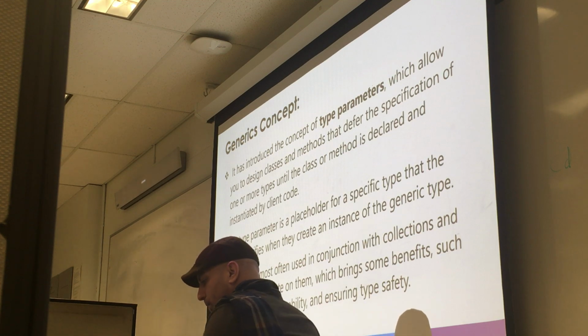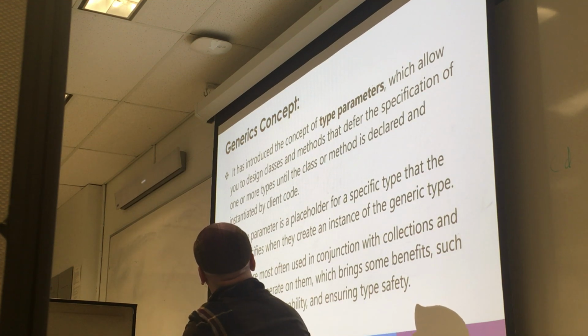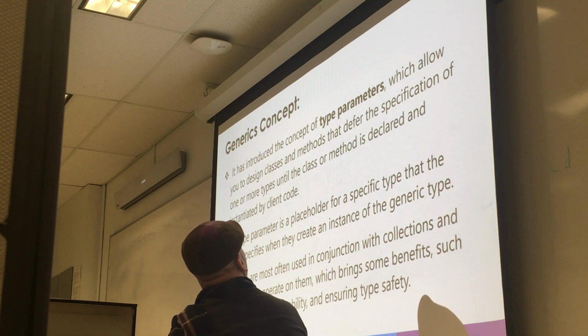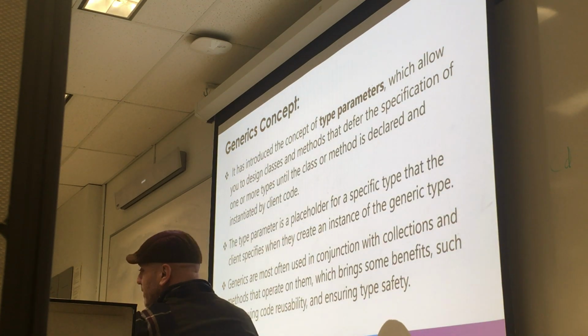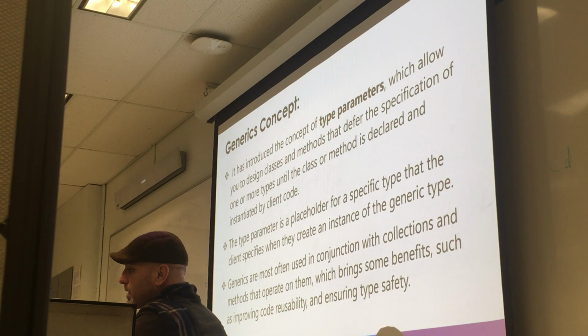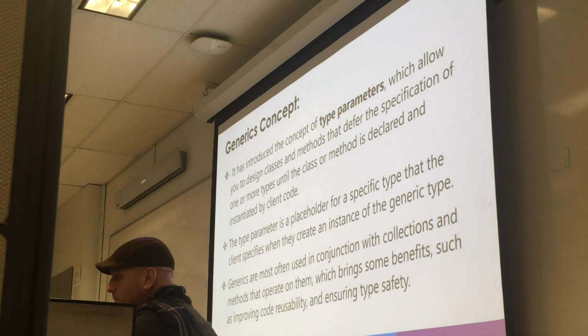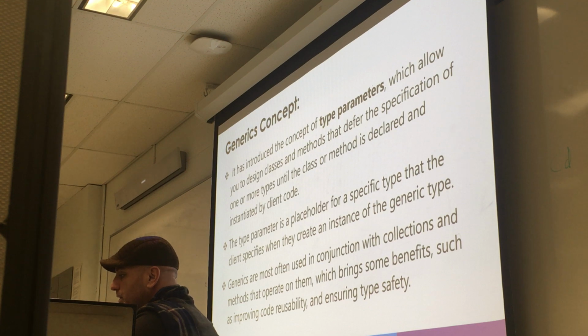Okay, guys, go back to the generic concepts. It has introduced the concept of type parameters, which allow you to design a class and methods that defer the specification of one or more types until the class or method is declared. As we said, the type parameter is a placeholder. Generics are most often used in conjunction with collections and methods that operate on them, which brings some benefits such as improving code reusability and ensuring type safety.